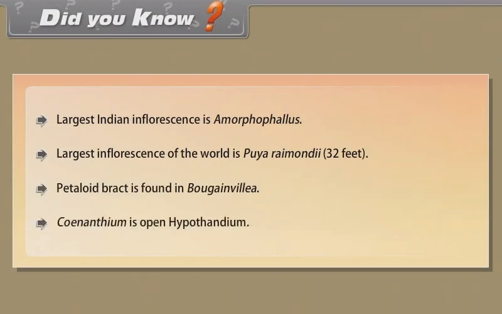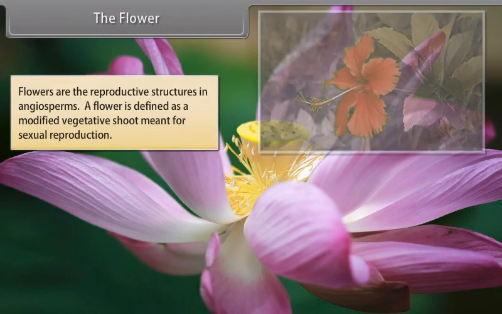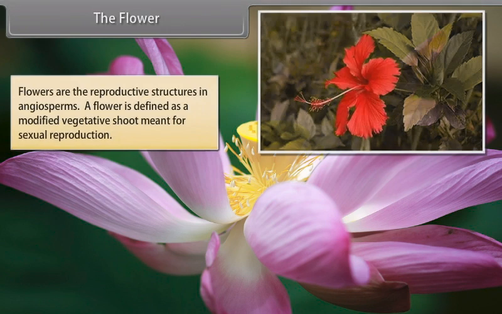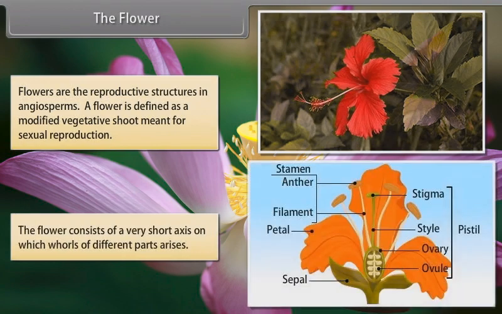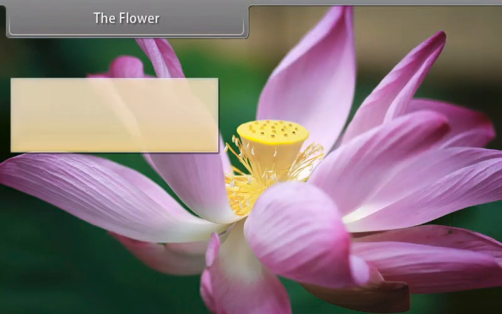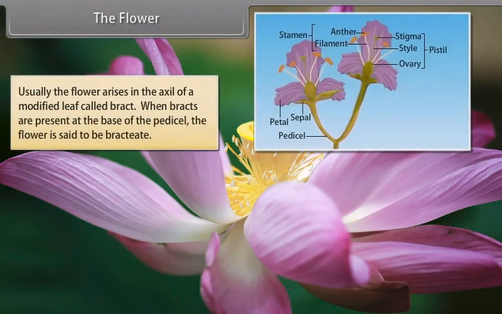Flowers are the reproductive structures in angiosperms. A flower is defined as a modified vegetative shoot meant for sexual reproduction. The flower consists of a very short axis on which whorls of different parts arise. Usually the flower arises in the axil of a modified leaf called bract.